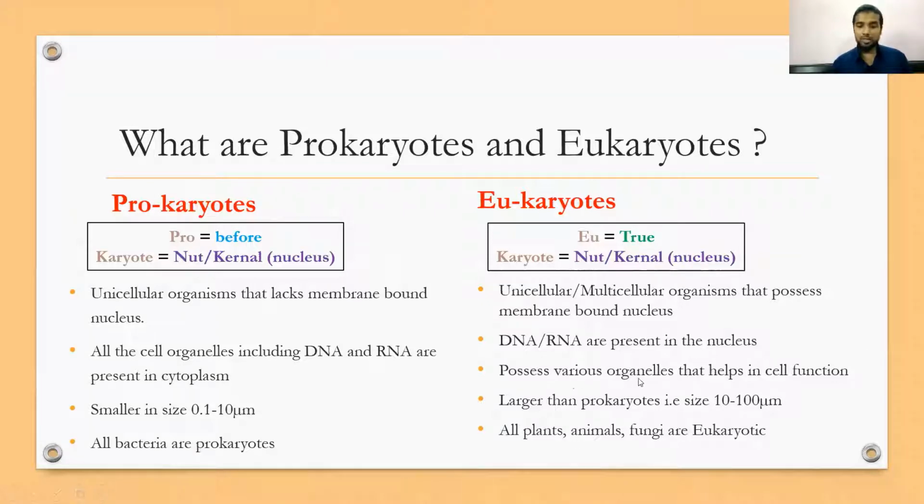They also possess various organelles that help in cell function. We'll see what those special cell organelles are in the coming slides. And these are larger than prokaryotes, the size being between 10 to 100 micrometer. Examples of eukaryotes are all plants, animals and fungi. They possess eukaryotic cells.